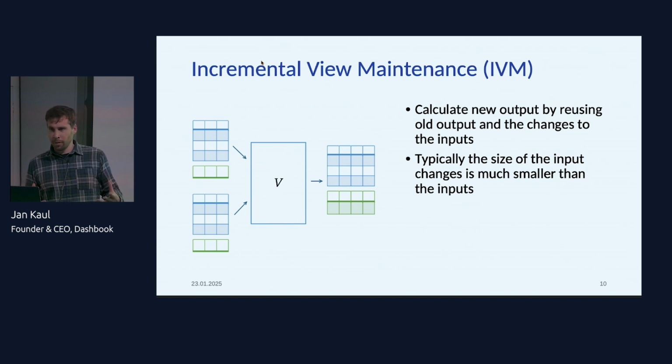The point of incremental view maintenance is to avoid running the entire operation again in order to get the updated output. The goal is to calculate the new output by reusing the old output and also using the changes to the inputs. The hypothesis is, since only a small part of our data changes daily or in certain intervals, you can save a lot of computational time.